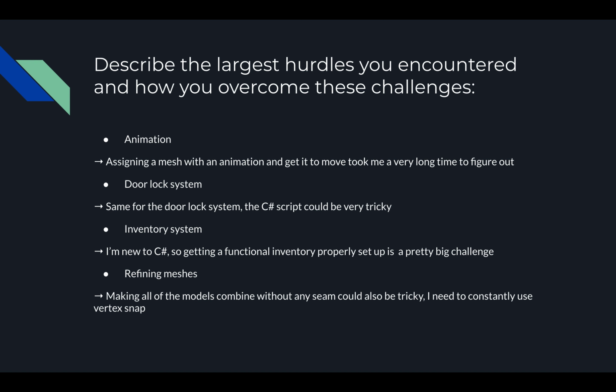What I mean by this is sometimes when you put models together, there's a very little seam between those two models. So how we resolved this is we used vertex snap. Vertex snap is basically a tool that helps you bring two models together. It calculates the vertex positions of those two models and basically combines them, so to speak.